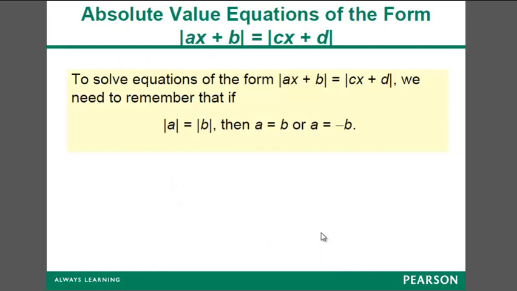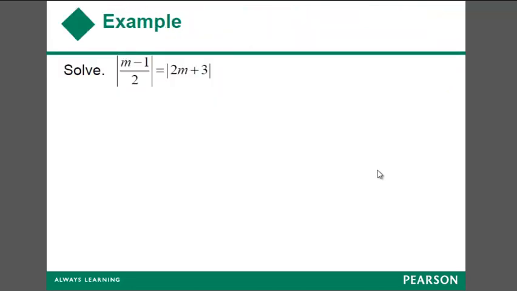Now then, if you have an absolute value that's equal to an absolute value, what you have to do is take the absolute value in one of them and set it equal to the other one's positive and equal to the other one's negative. Let's look at an example of this. I have the absolute value of m minus 1 over 2 is equal to the absolute value of 2m plus 3.